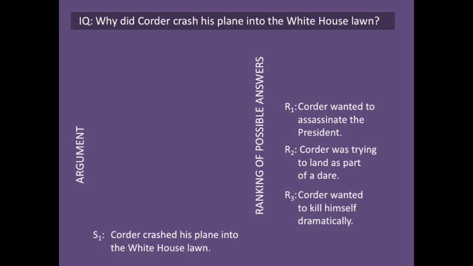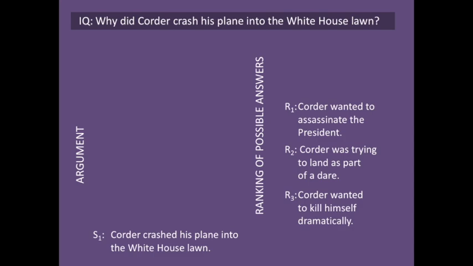Maybe Corder wanted to assassinate the president. Maybe Corder was trying to land on the White House lawn as part of a dare. Maybe Corder wanted to kill himself dramatically. Of course, there are other possibilities. We'll just work with this small sample set to give us an idea of how this process works. And it's important that when I've listed these, I am listing these as if they were in a ranking.